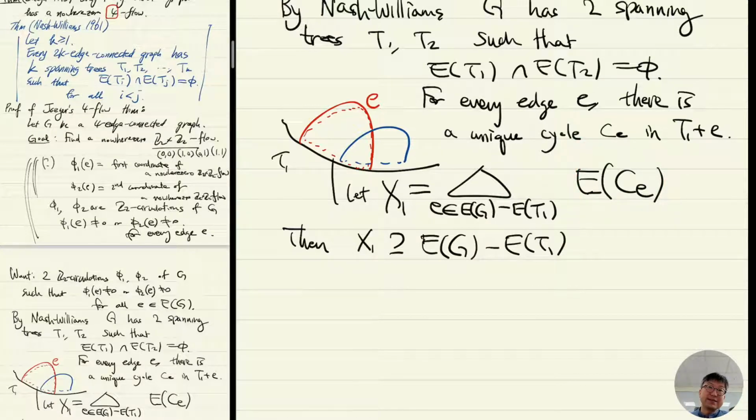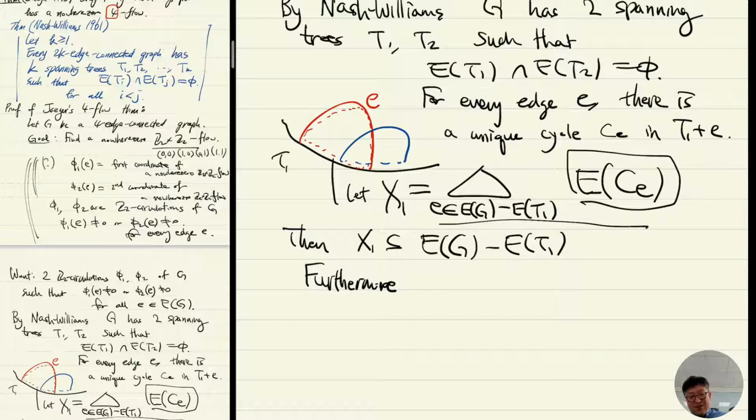Because CE only contains edges inside T1 except E, right? And furthermore, X is a symmetric difference of Eulerian subgraphs. I mean, in each CE, every vertex has even degree, so you take a symmetric difference of that, and every vertex still has even degree. That means for every vertex, the number of edges incident with the vertex is even. So let me just say X1 induces an Eulerian subgraph.